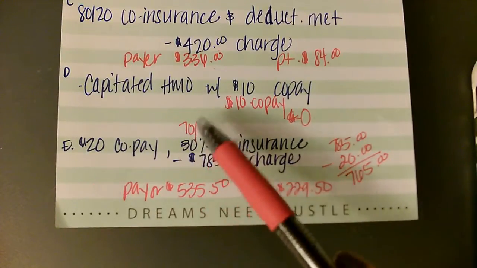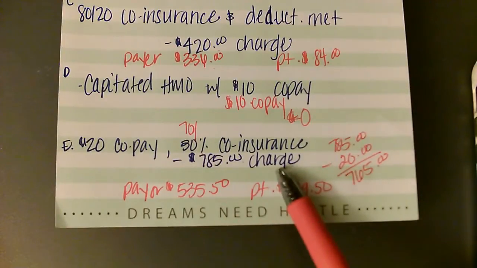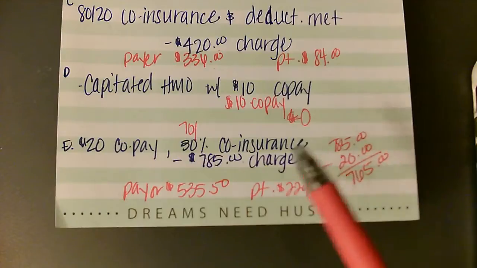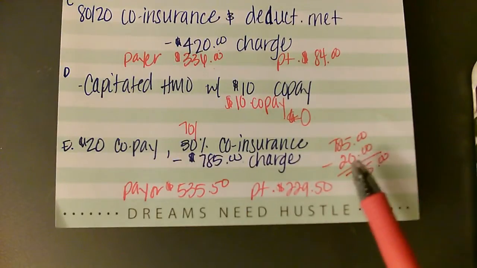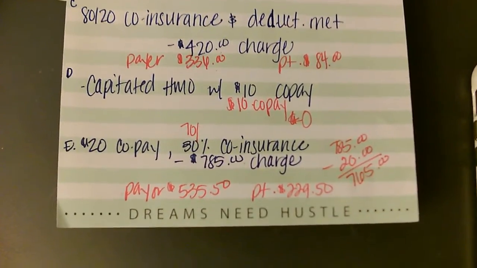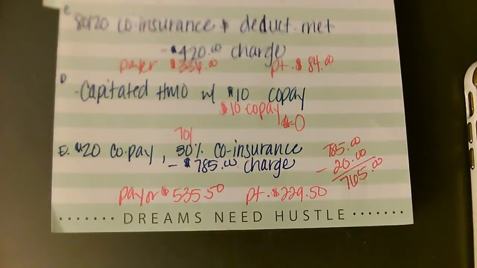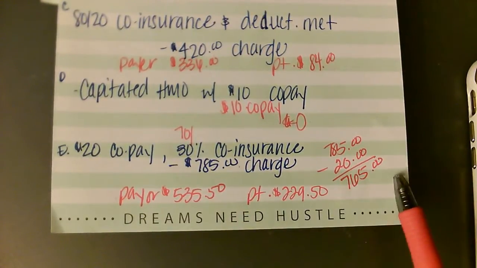And then lastly, for letter E, this patient has a $20 copay, has a 30% coinsurance, which effectively makes them have a 70-30 plan, and they have a $785 charge. So the first thing we do is take the copay off because that's cash up front. So we take $785. Let me see if I can make this a little bit clearer for you. $785 minus 20 gives us $765.